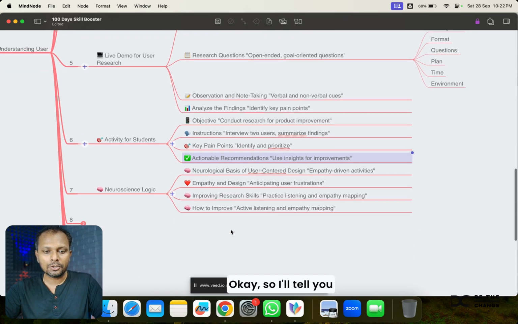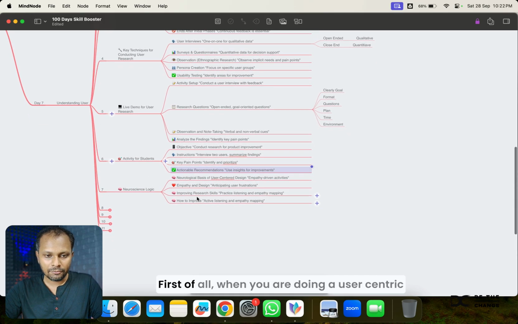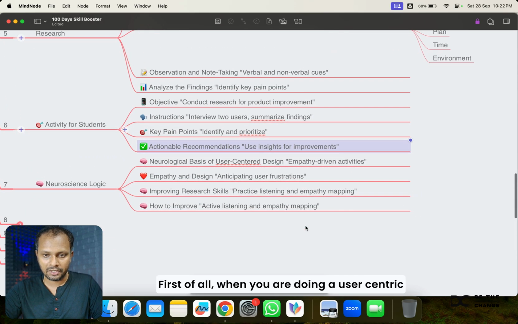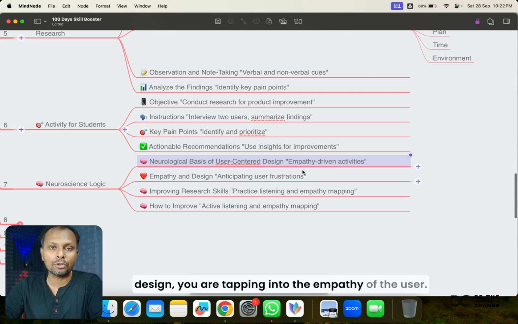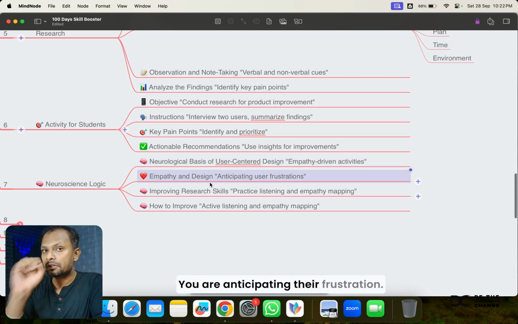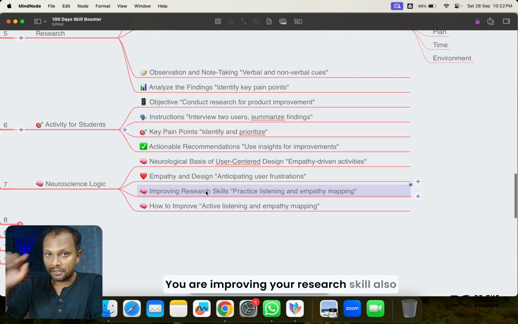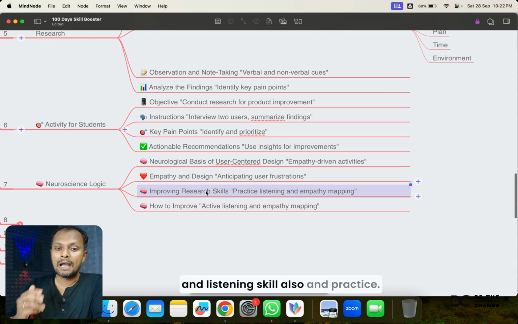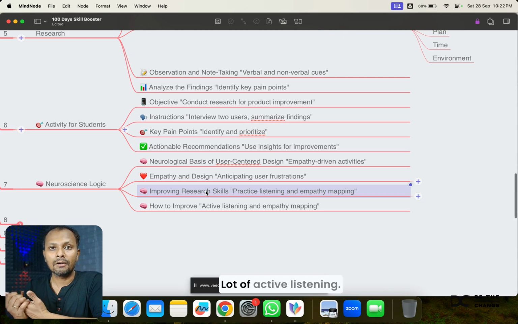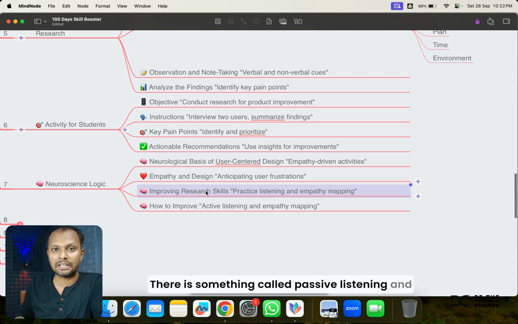I'll tell you the neuroscience background of it. First of all, when you are doing user-centric design, you are tapping into the empathy of the user. You are anticipating their frustration. You are improving your research skill and listening skill also, and practicing a lot of active listening. There is something called passive listening and active listening.